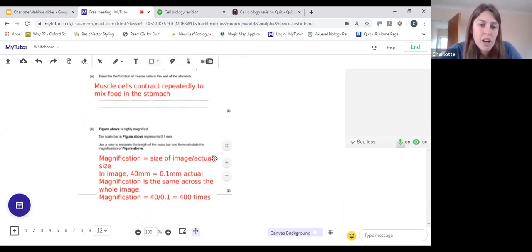The figure above is highly magnified. So this is part B, this question. For this, I've broken it down into steps. Magnification is the size of the image divided by the actual size. The image, 40 millimeters, was 0.1 millimeters of the actual size. The magnification is the same across the whole image, so you didn't need to worry about measuring the actual cells themselves. So magnification is 40 divided by 0.1, which is 400 times, which a lot of you got, so well done.